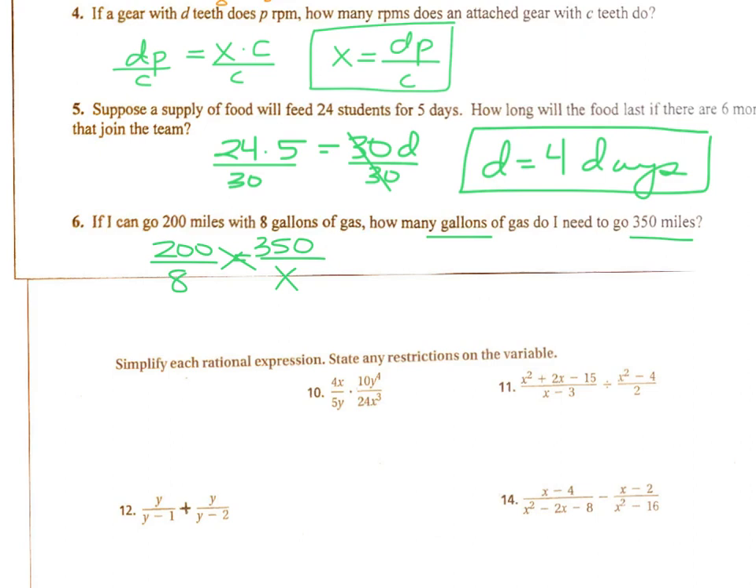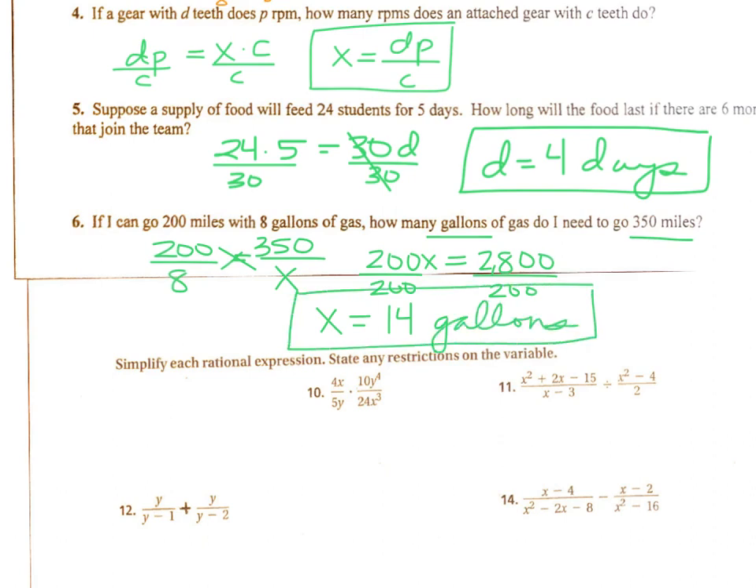And then you'll cross multiply that, and you get 200x equals 2,800. And then we would divide by 200 on both sides. So x equals, and this would be 14 gallons.